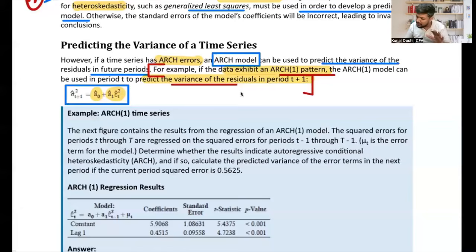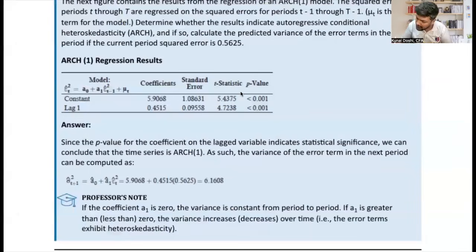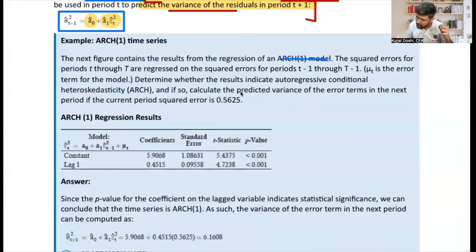Now again, do I have to remember this? No, you don't have to remember this. You just have to see and apply. I'll tell you what exactly you need to do. They have said here that they've got the ARCH(1) model. Regress on the squared residuals, that is all fine. Determine whether the results indicate autoregressive conditional heteroskedasticity. So first, we have to detect.